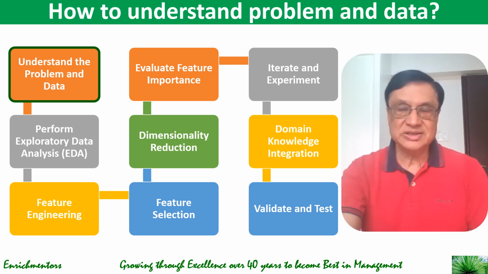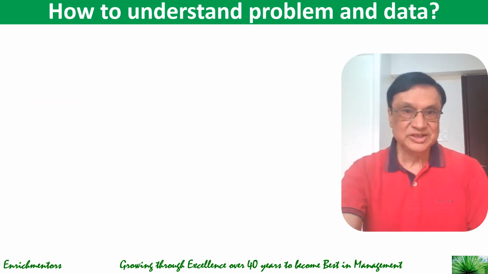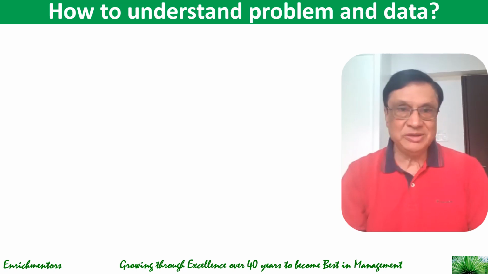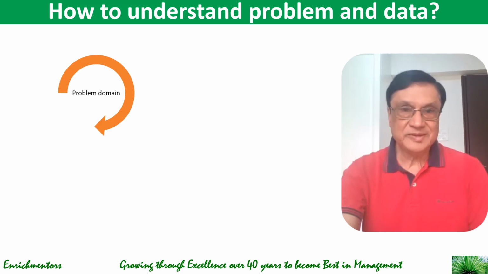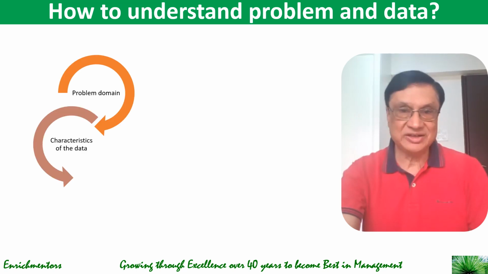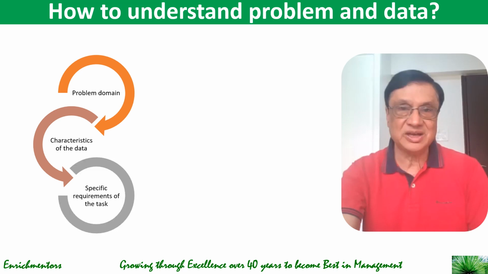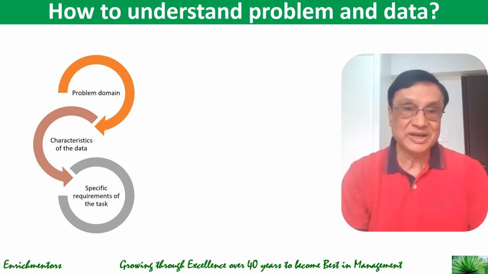So how do you think you can understand the problem and data? This is a common step in all machine learning, and even in life, in all businesses. To understand the problem and data, you need to get a deep understanding of the problem domain, what is the area of the problem, the characteristics of the data, and the specific requirements of the task. So you need to understand what you are required to do, what your area of the problem is, and what is peculiar about your data that will help you design the features.